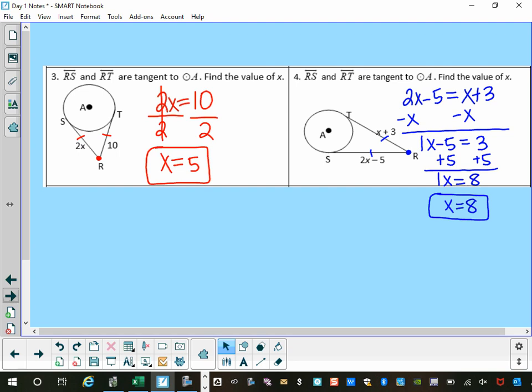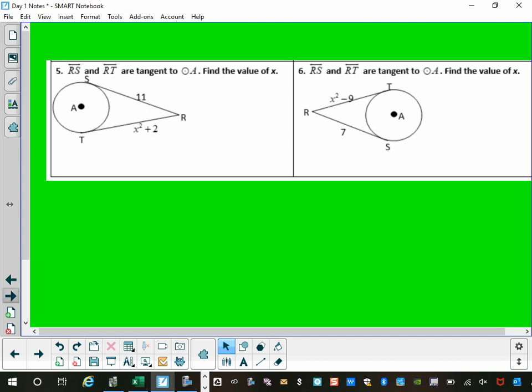All right, I want you guys to do numbers 5 and 6. When you do 5 and 6, it is probably in your best interest to use Desmos for these two. I have an external point, so those two tangents are congruent. x squared plus 2 is equal to 11. You can type that right into your Desmos. Because it is x squared, I should have 2 answers. You should not just have 1 answer.